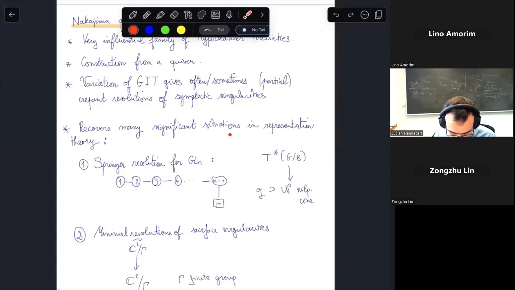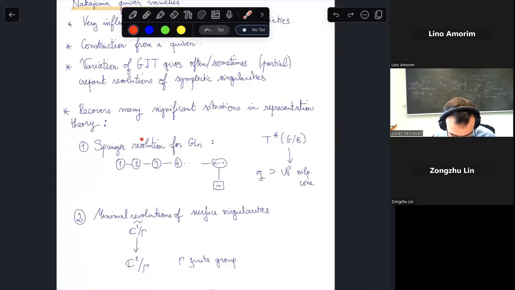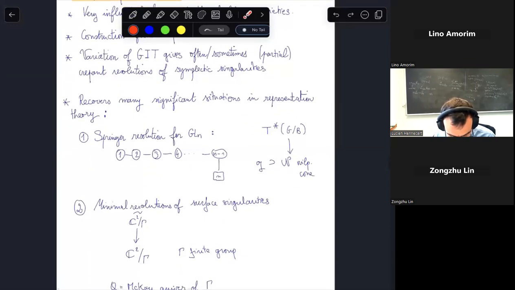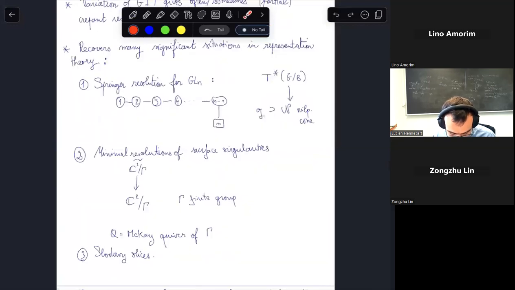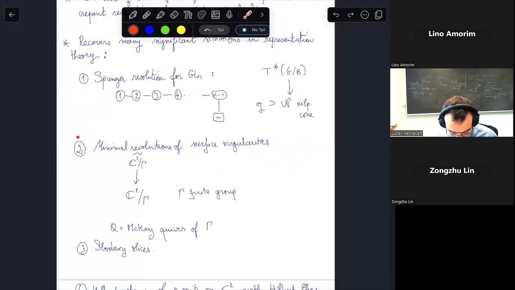You can recover many significant situations. For example, the Springer resolution for GL_n, which is given by the cotangent bundle to the flag variety, which you can project to the nilpotent cone, can be recovered using a Nakajima quiver variety for this quiver. Well, I'm not telling you how to do this, but you can do it. You can also recover minimal resolutions of surface singularities. If a finite group Gamma acts on C^2, it's a symplectic surface singularity. There is a minimal resolution, which can be recovered from the Nakajima quiver variety for the McKay quiver of the group Gamma.